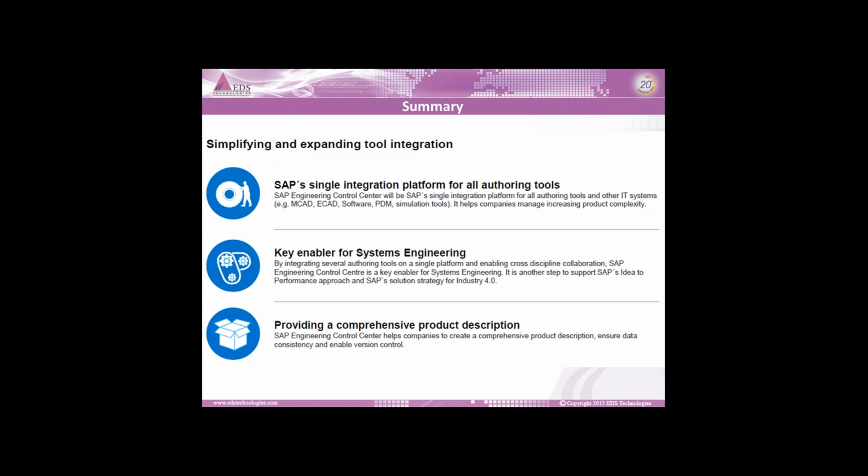The last but not the least is providing a comprehensive product description. SAP Engineering Control Center helps companies create a comprehensive product description where the information is instantly made available to the respective stakeholders as per their need. It is all made available in one single platform, the SAP Engineering Control Center.